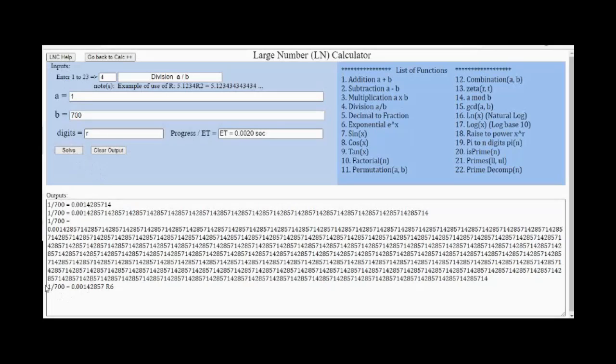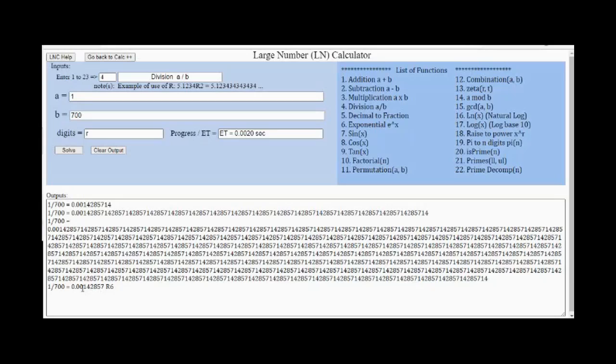Notice, look here, 1 divided by 700 equals 0.00142857 R6. The R6 means the last 6 digits on the right side of the decimal point repeat forever.